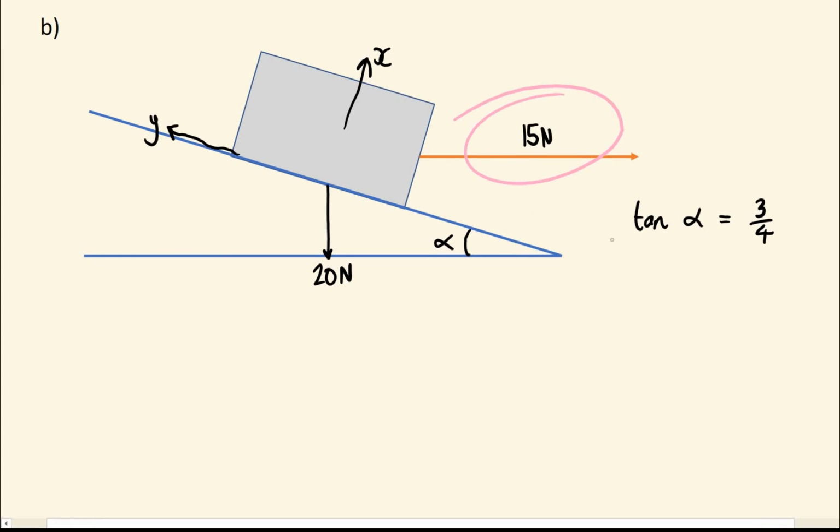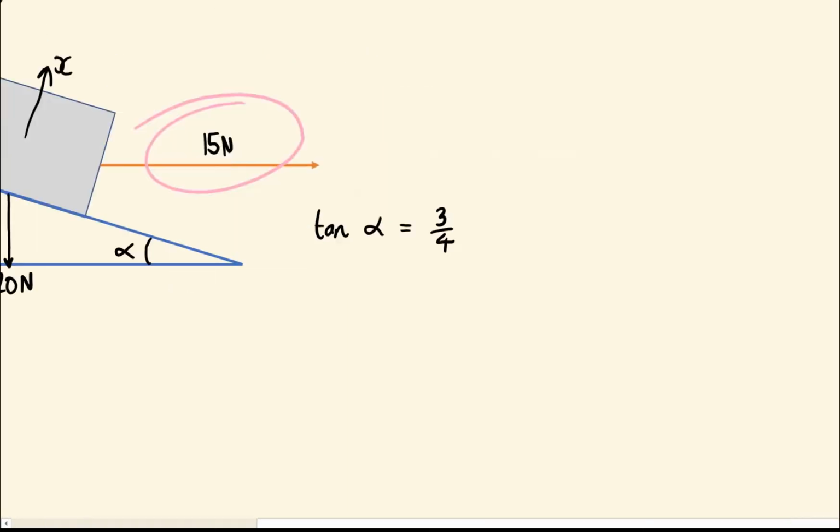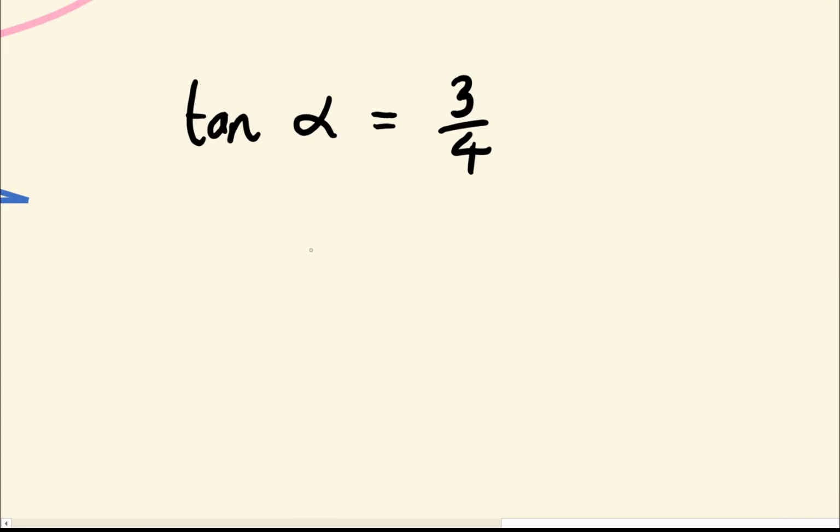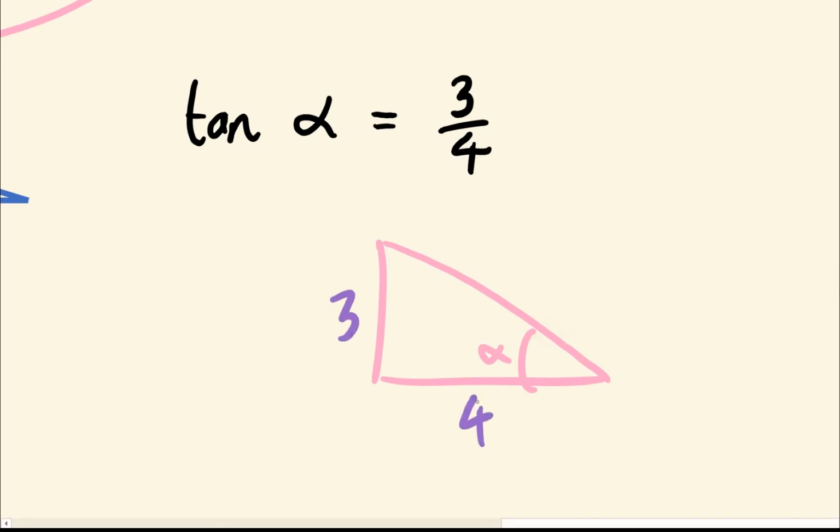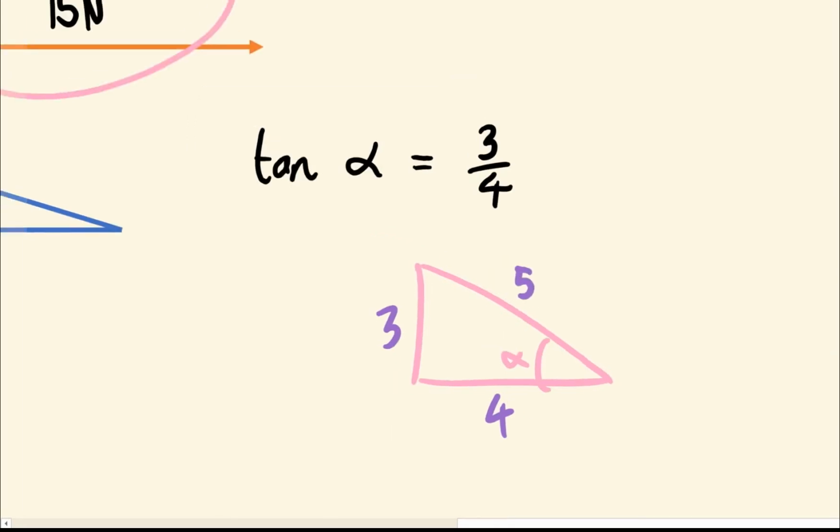So here, we're told tan alpha is 3/4. So you could find alpha just by doing inverse tan of 3/4, and that'll be absolutely fine. We don't need to. They basically always give you nice numbers. So if I had a right angle triangle, and I've got my angle alpha here, I know tan alpha is opposite over adjacent. So I have 3 and 4 here, and using Pythagoras, that means the hypotenuse is 5.